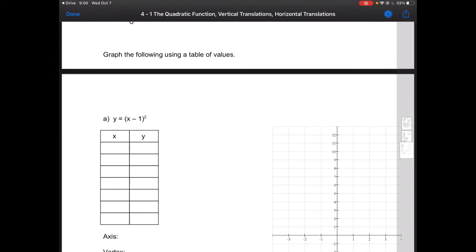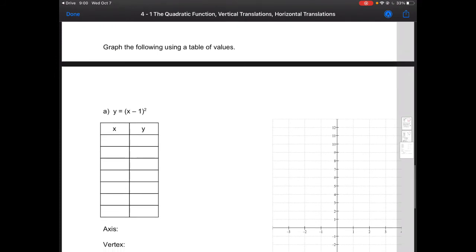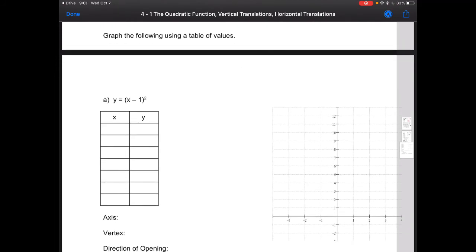The next example that I'm going to look at is graphing another parabola using a table of values. This one looks a little bit different. We're still going to start the same way, from minus 3 to 3. Now what I'm doing is I'm taking 1 away from the x coordinate and then squaring the result. So minus 3 minus 1 is minus 4, squared is 16. Minus 2 minus 1 is minus 3, squared is 9. Minus 1 minus 1 is minus 2, squared is 4.